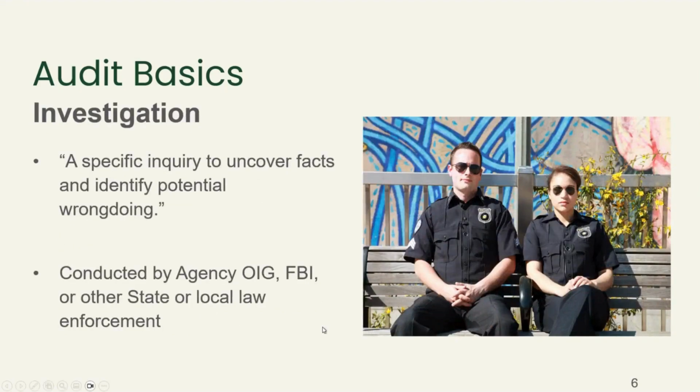Okay, so if you reach a point where you have an investigation, that's a little different from just a regular audit. So an investigation is a specific inquiry to uncover facts and identify potential wrongdoing. That means they have reason to suspect that there's something nefarious going on. We don't see those very often for good reason. The purpose of an investigation is to determine whether crimes have been committed. And these may result from audit findings or from anonymous reports, whistleblowers, that kind of thing. But it's important to understand what the difference is there.